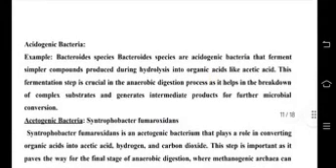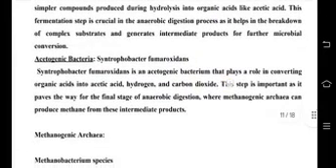Along with that, acidogenic bacteria are also there. For example, Bacteroides. Bacteroides species are acidogenic bacteria that ferment similar compounds produced during hydrolysis into organic acids like acetic acid. This fermentation step is crucial in the anaerobic digestion process as it helps in the breakdown of complex substrates and generates intermediate products for further microbial conversion. Acidogenic bacteria. Then acetogenic bacteria.